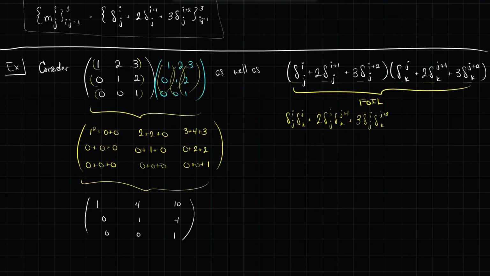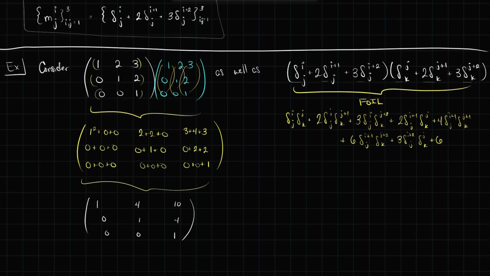Let's do the second times the first. It's going to be 2 delta_(i+1)j delta_jk. Second times the second is 4 delta_(i+1)j delta_(j+1)k. And then the second times the third is going to be 6 delta_(i+1)j delta_(j+2)k. Then the third times the first should be 3 delta_(i+2)j delta_jk.